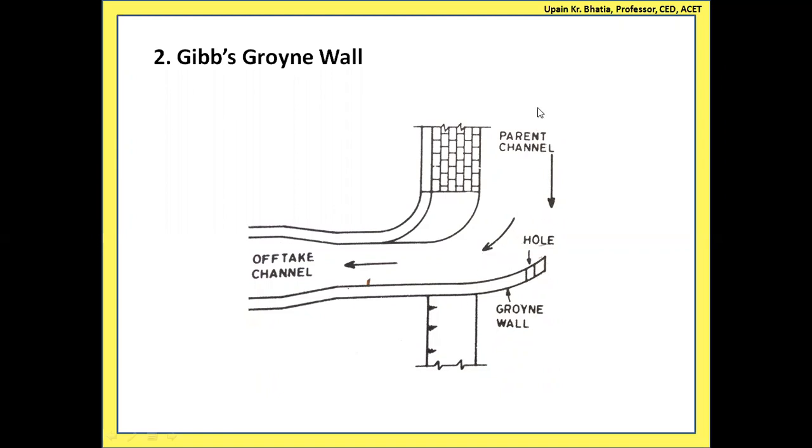This groin wall is diverting this water into it, and you see the holes over here. Holes are provided in this groin wall so as to allow the lower layers to go to the downstream side. The other bank is not visible in this diagram, and on the right hand side of this portion, the flow in this parent channel will be going undeviated and unobstructed to the downstream side.